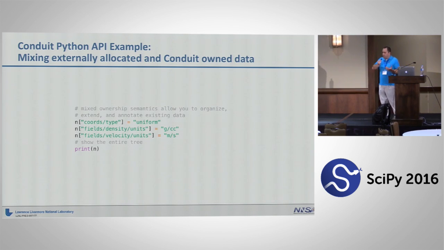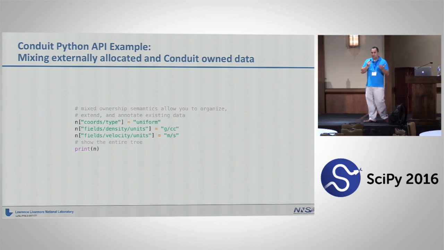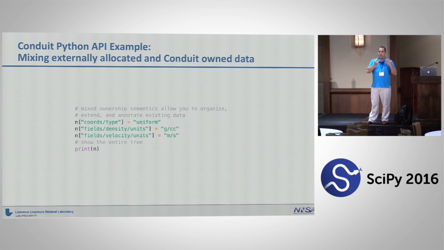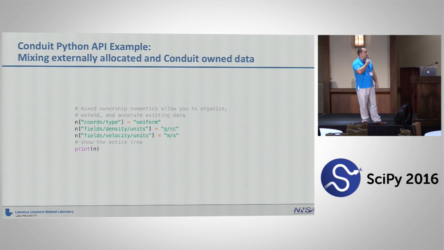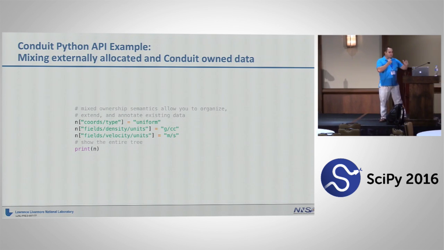So one of the more important things that I mentioned briefly is that it's nice to be able to annotate things, provide more context for things that already exist. And this is just a strawman for that. So we had some data structure that we built up before from some NumPy arrays. We're adding some metadata to this now to tell you that the coordinates were actually a uniform set of coordinates, and our density was grams per cubic centimeter, and our velocity was meters per second, right? So I'm annotating these with strings.